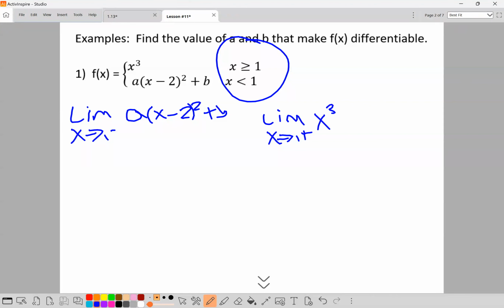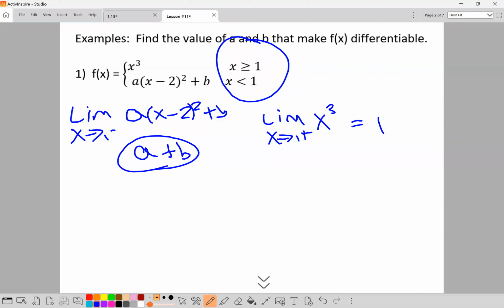So plugging in 1 from the left side of the function, remember we're plugging this in for x. So 1 minus 2, that's going to be negative 1. And when we square negative 1, we're going to get 1. 1 times a, of course, that's just going to be a, and then plus b. That's what we get out of that limit right there. Okay, if we plug in 1 as x approaches 1 from the right side here, 1 cubed is, of course, going to be 1. And remember, based on our continuity test, in order for the limit to exist, the left-hand limit should, in fact, equal the right-hand limit right there.